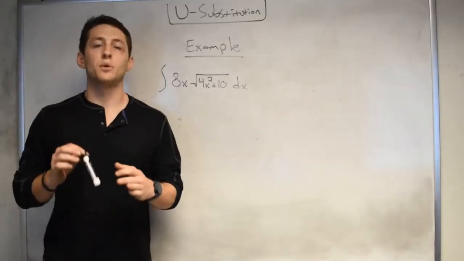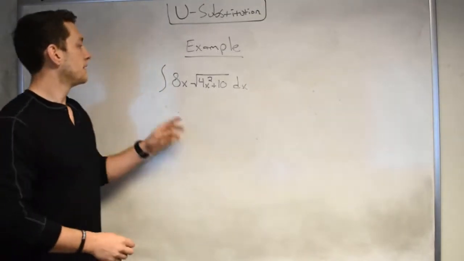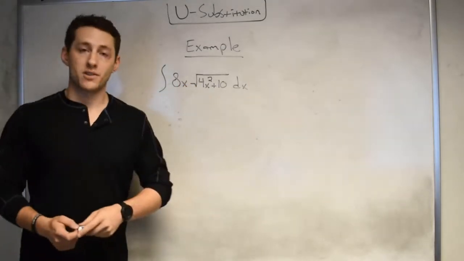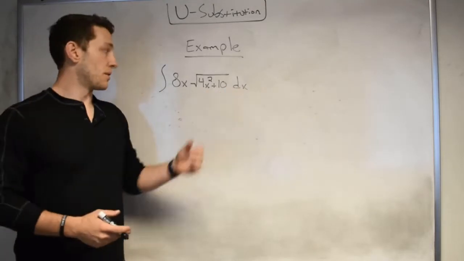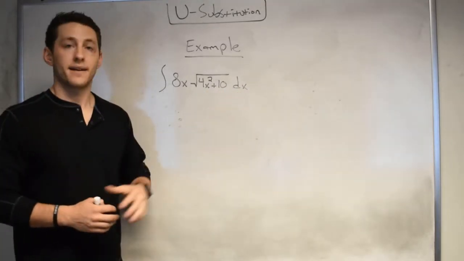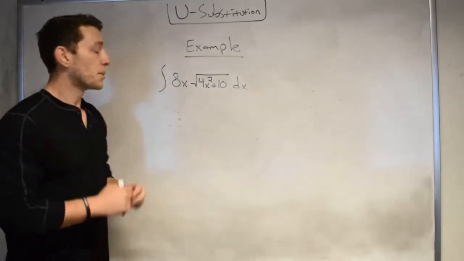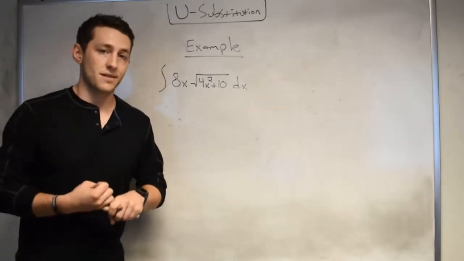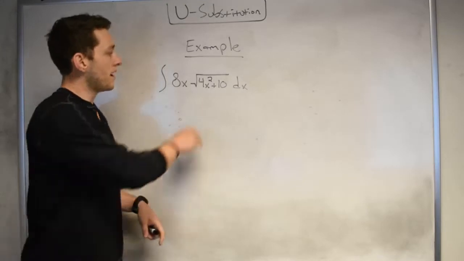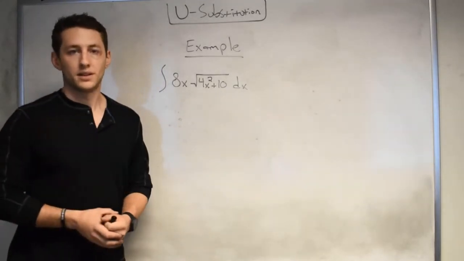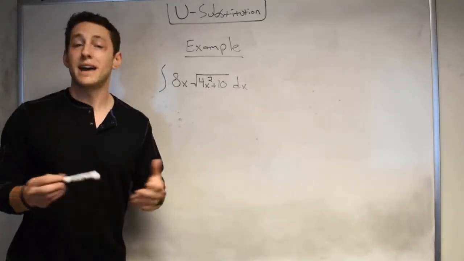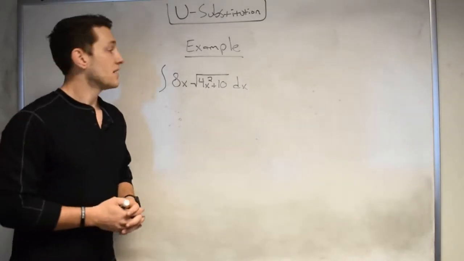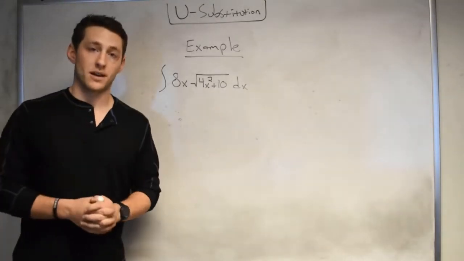Here's an example that will require U-sub. Integrate the following: 8x times the square root of 4x squared plus 10, with respect to x, dx. The reason it's going to require U-sub: the first question I always ask is, can I do a power rule to it? Well, no, I got a square root involved, right? Can't really algebra it out to make it a power rule either, without it being really cumbersome. So therefore, let's go ahead and try U-sub.